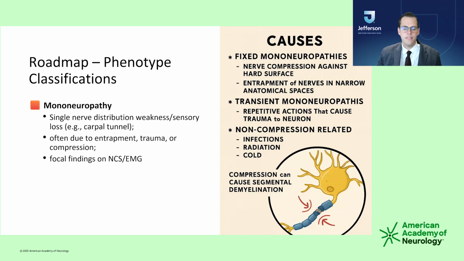Next are the mononeuropathies, a single nerve distribution of weakness or sensory loss. A common example is carpal tunnel, often due to entrapment, trauma, or compression, with focal findings on nerve conduction study and EMG. Potential causes are nerve compression against a hard surface, entrapment of nerves in neuroanatomical spaces, transient mononeuropathy such as repetitive actions that cause trauma to the nerve, like that jackhammer construction worker I mentioned, or non-compression related causes such as infections, radiation, or cold.